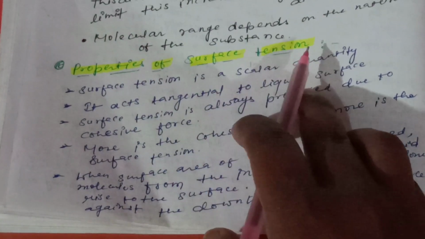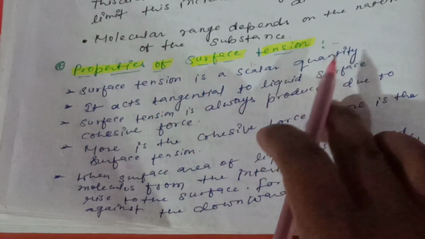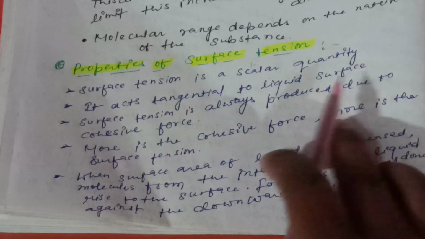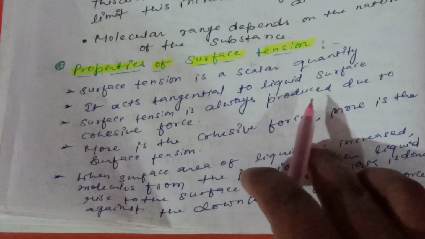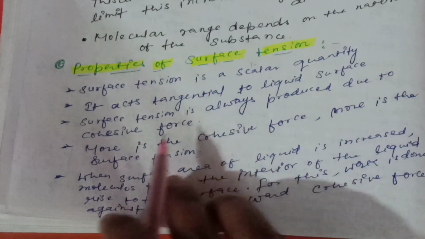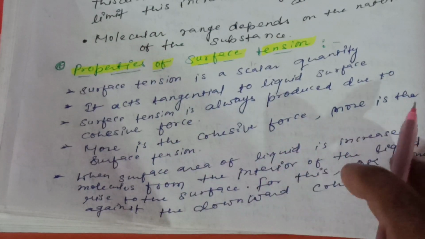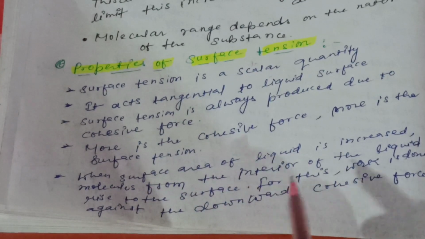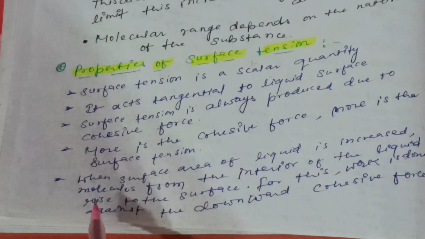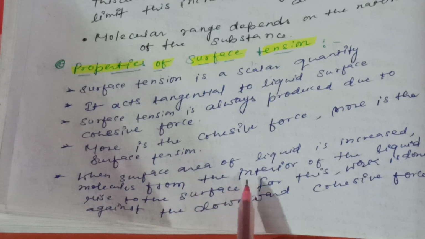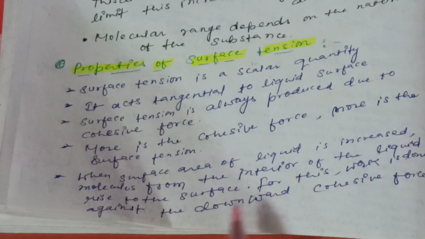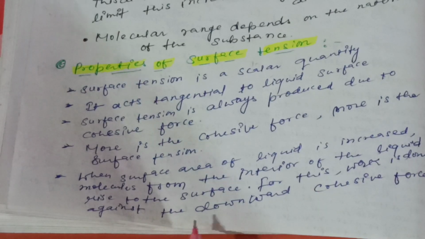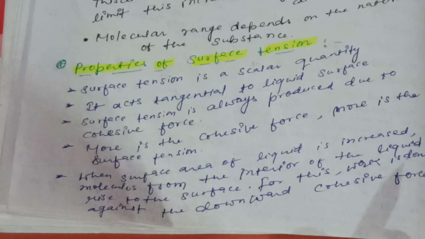Properties of surface tension. Surface tension is a scalar quantity. It acts tangential to the liquid surface. Surface tension is always produced due to cohesive force. The more the cohesive force, the more the surface tension. When the surface area of a liquid is increased, molecules from the interior of the liquid rise to the surface, where work is done against the downward cohesive force.